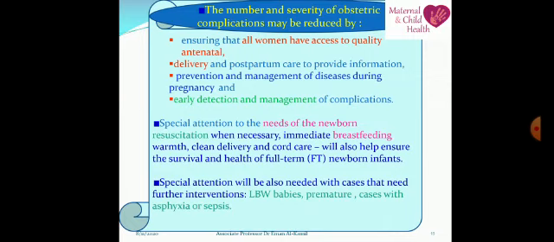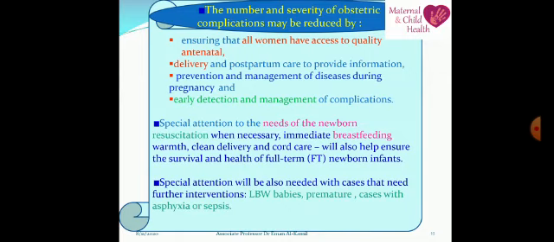So it should be sterile, because if it is unsterile, this will cause infection of the umbilical stump, and this will lead to complications. And one of the important complications, especially in the rural area or at home delivery, is the development of neonatal tetanus, especially if the mother has no immunity against tetanus to give to the child.